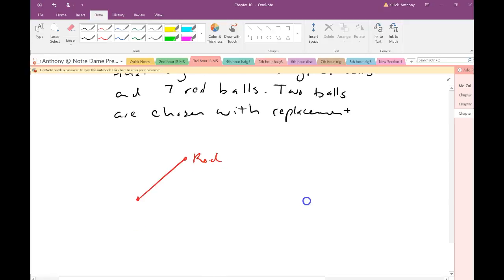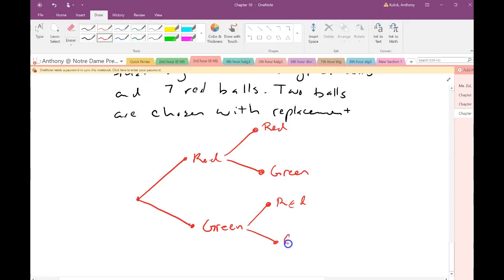I'm going to use a tree diagram to represent this. So I could either draw a green ball or a red ball with my first choice, correct? Now, if I draw a red ball, on my second draw I could also draw a red ball, or I could draw a green ball. If I've drawn the green ball, on my second choice I could draw a red ball, or I could draw a green ball.